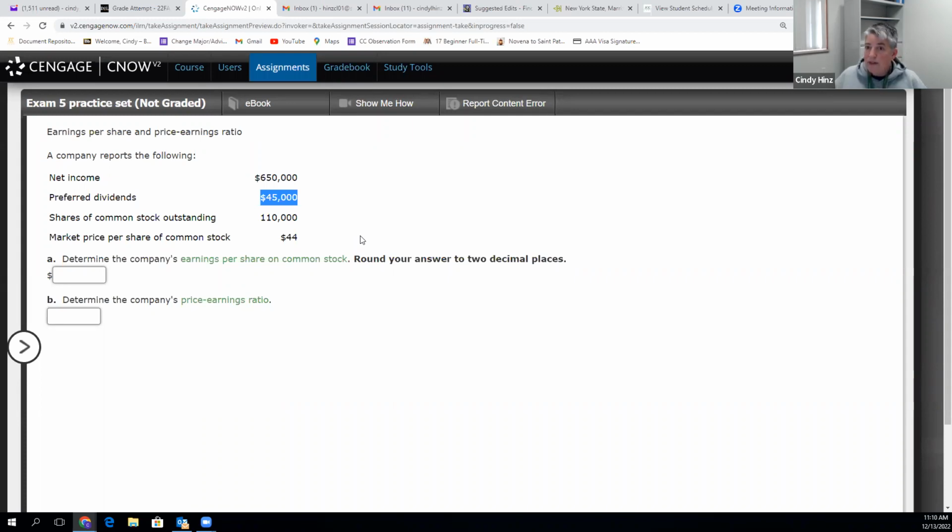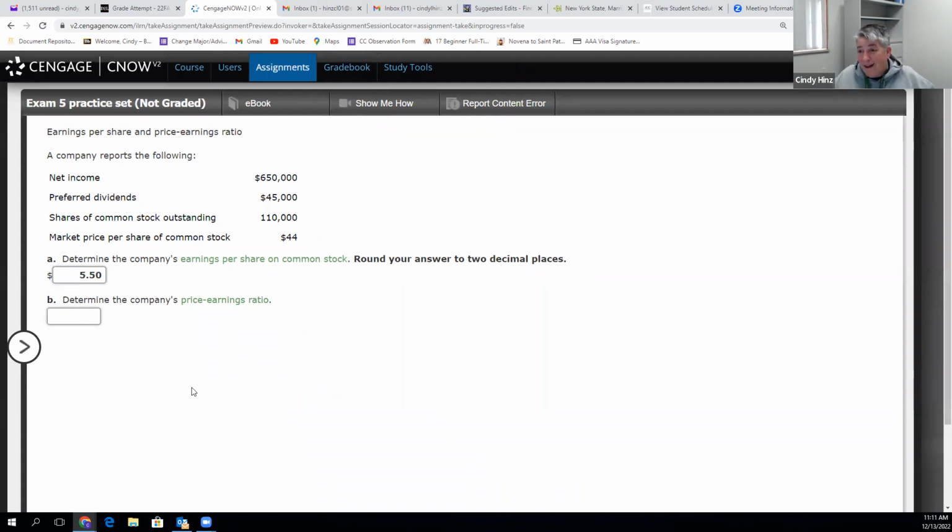So 650,000 in total income minus the preferred dividends of 45,000 means that there was $605,000 worth of earnings for the common stockholders. Then we divide by the weighted average number of common shares outstanding, which is given as 110,000, and we get an earnings per share of $5.50.